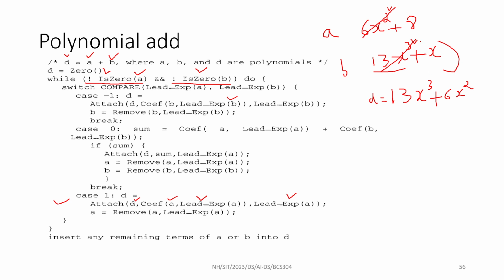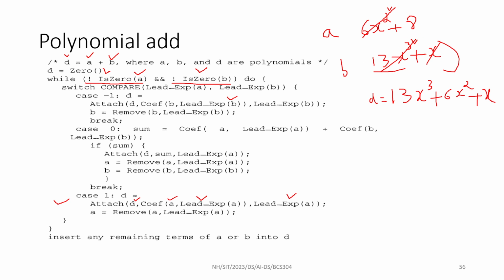Repeat this step. The leading term of A and the leading term of B are to be considered now. Compare them. The leading term of A is 0, the leading term of B is 1. 0 and 1 returns minus. So which term is to be attached? The highest one, that is B. The answer will be X. Remove this one.